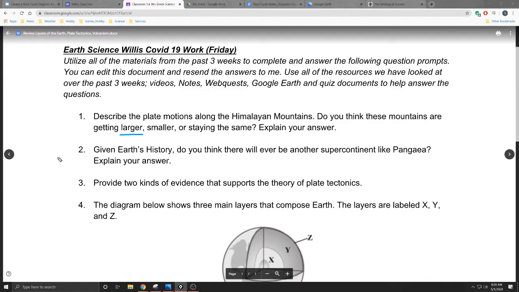Okay, number 2: given Earth's history, do you think there will be another supercontinent like Pangea? Explain your answer. Most scientists would agree that evidence suggests we are going to see the continents move back together in some form much further into the future. Remember, when we talked about Pangea earlier in the year, we're talking about hundreds of millions of years ago for this big supercontinent to be in one particular location.